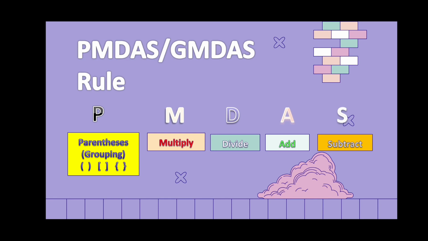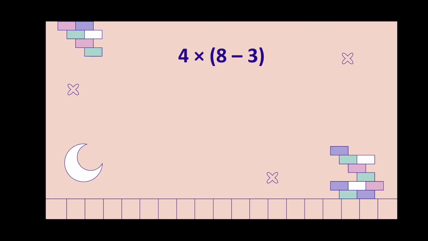Let's try some examples. First one, 4 times parenthesis 8 minus 3. So following the PMDAS rule, we're going to solve the parenthesis first. So tulad na sinabi ko kanina, kahit anong operation sa loob ng parenthesis, yun pa rin ang uunahin nating i-solve since nasa parenthesis nga siya. And P kasi yung pinakang unang letter si PMDAS. Now, 8 minus 3 equals... Okay, so it's 5. Very good.